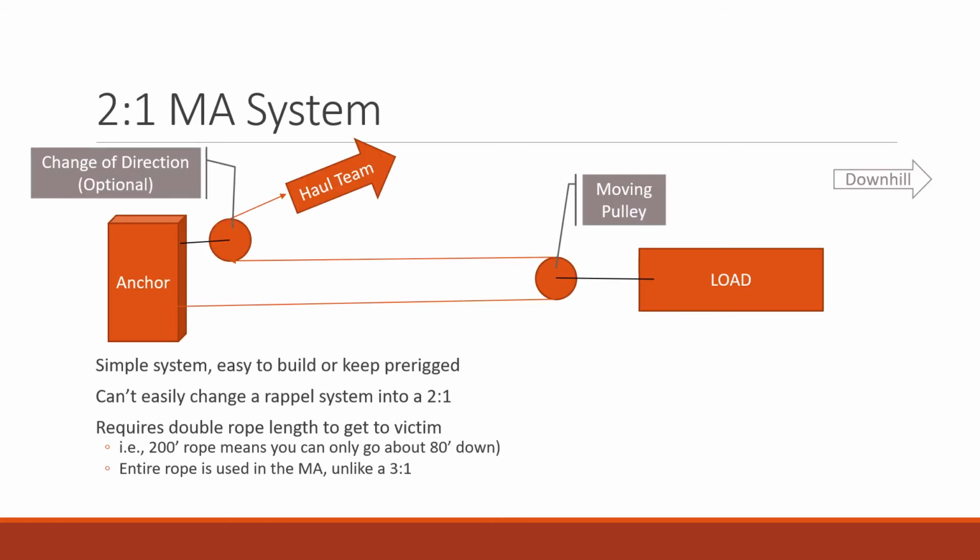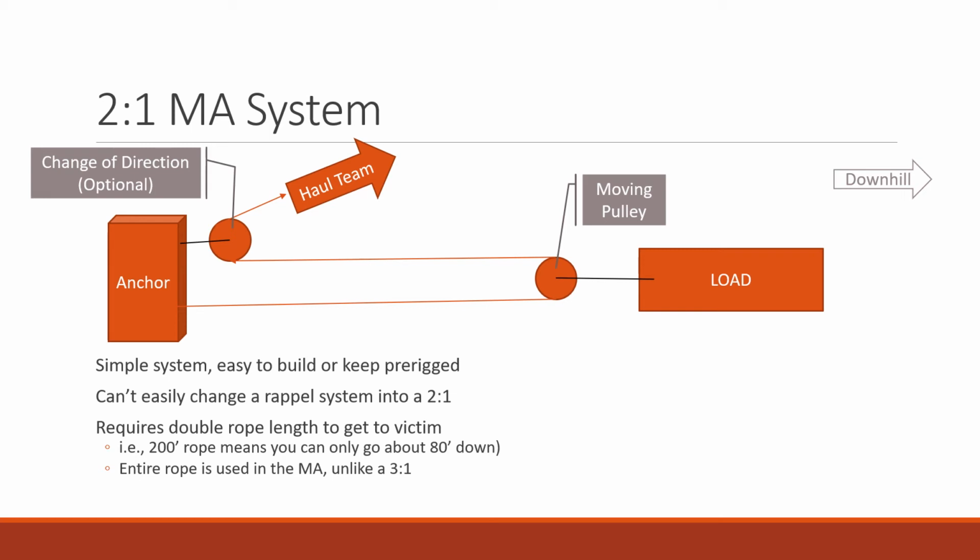So let's look at the 2-to-1 mechanical advantage. Pretty simple system. This is easy to build and it's easy to keep pre-rigged because you're using the entire rope in the system. Starting at the end of the rope, it's attached to a fixed anchor. Then it runs down to a moving pulley. That pulley is attached to the load. Then the rope comes all the way back up. It is attached to a change of direction, which is optional but highly recommended because this is where you place a prusik to do progress capture, and you have your haul team to pull.